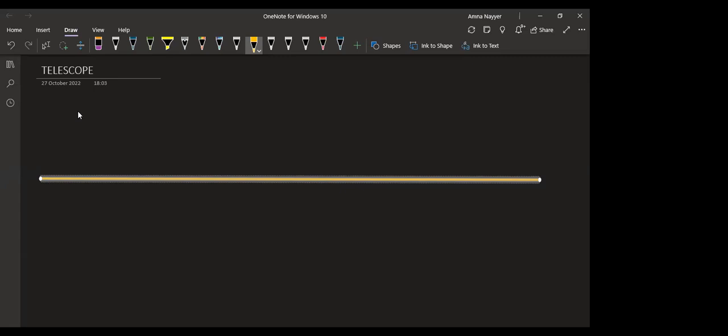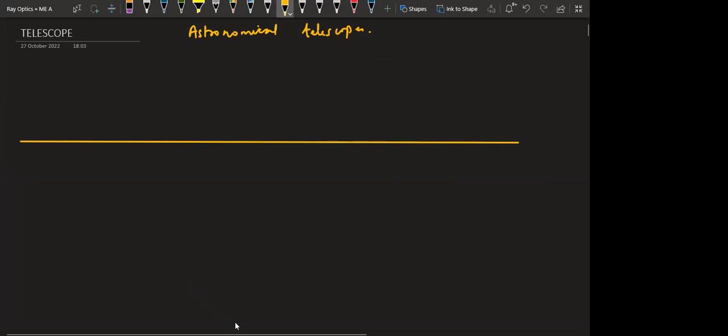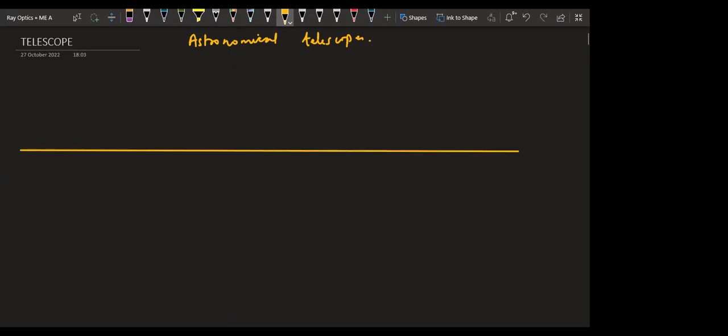Okay, class. For telescopes, now you have astronomical telescopes, and you have different types of telescopes. So we'll be starting with astronomical telescopes only. And similarly, the way you had two cases, least distance of distinct vision, and the other case where the image was formed at infinity.